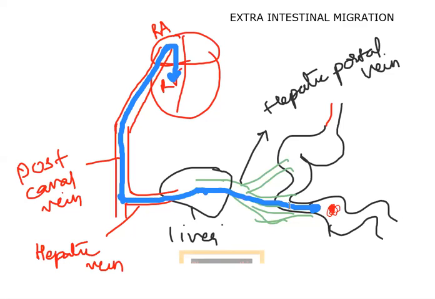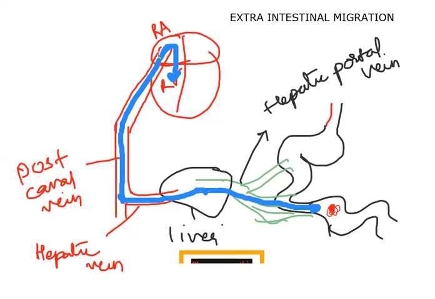First, it reaches the liver through the hepatic portal vein. From there, it reaches the heart through the postcaval vein, via the hepatic vein and then the postcaval vein. It reaches the heart.